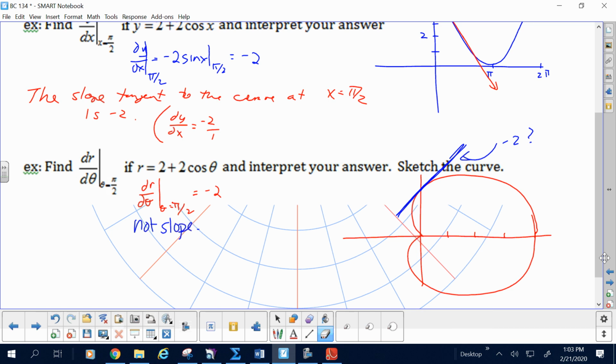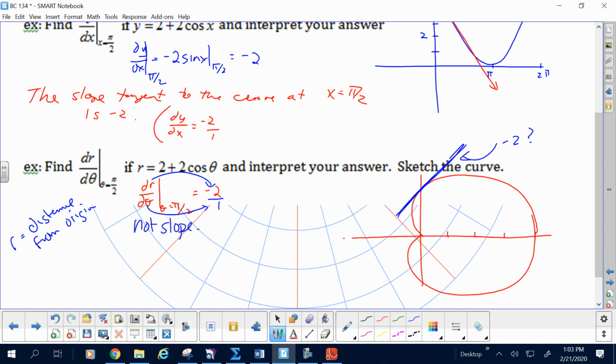So let's look at this. Okay, let's look at this differently. Remember, r is the distance from the origin. I know it feels like r for radius, but we're not dealing with circles so much. It's just distance from the origin. How far you go from the origin. And theta is the angle you turn from the positive x-axis.